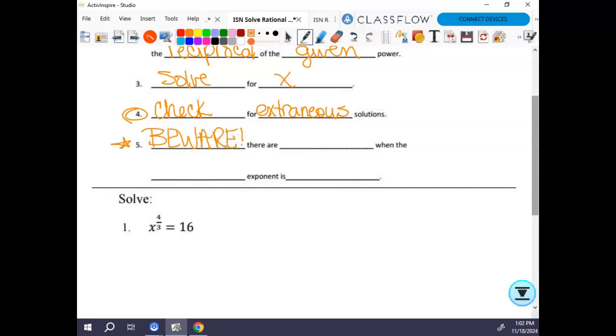Beware. There are two solutions when the rational exponent is an even number over an odd number, then we'll have two solutions, and I'll show you why as we go through this.